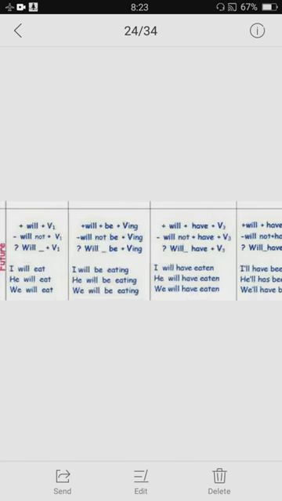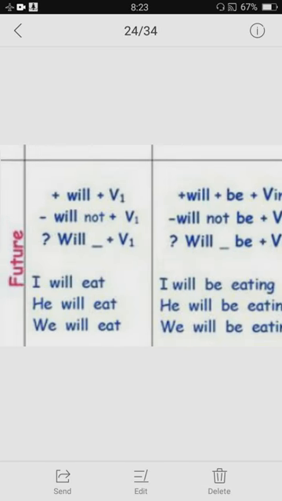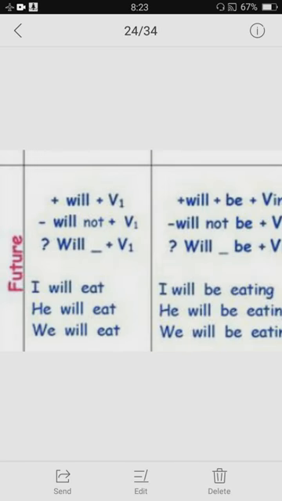Future tense. The main thing by which you can identify future tense is the helping verb will or shall. The use of will or shall tells you that it is future tense. Okay, so one by one let's take the structure of these sentences.